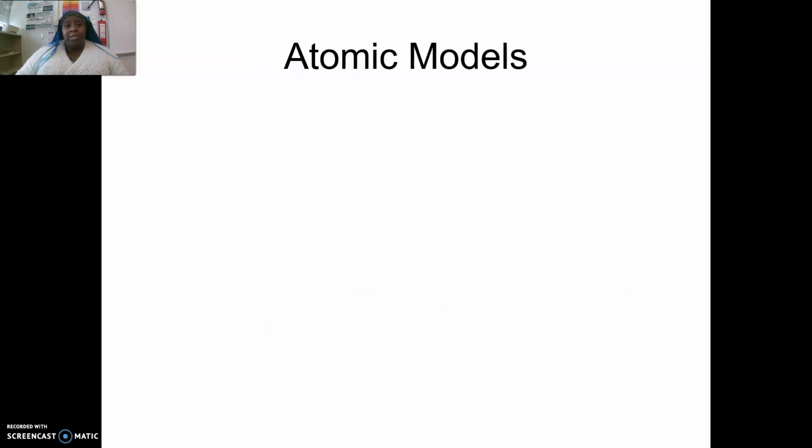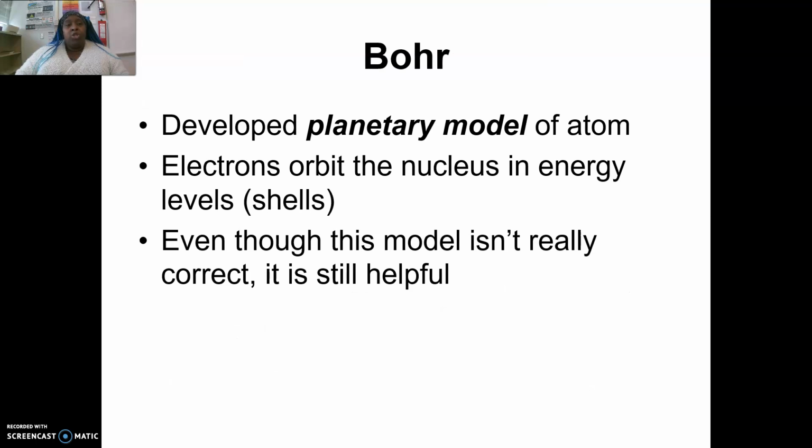Okay, so let's get into some basic atomic models. So the first one, and you guys will draw some Bohr models probably a little bit later on. He's the one that developed the planetary model of an atom. Basically, electrons are going to orbit the nucleus, and they're going to exist in different energy levels, or what he called shells. Even though the model is not accurate, it does help a lot of students figure out where the electrons are in the model. So that's why we still draw them today.